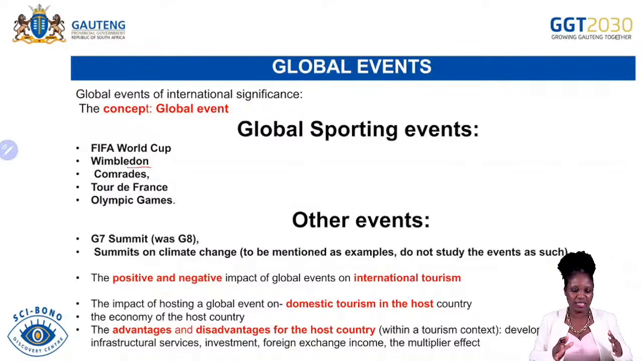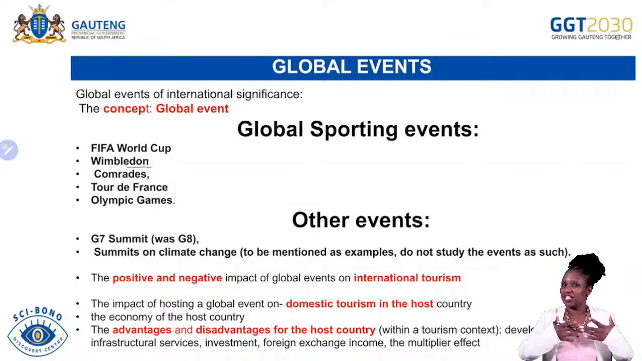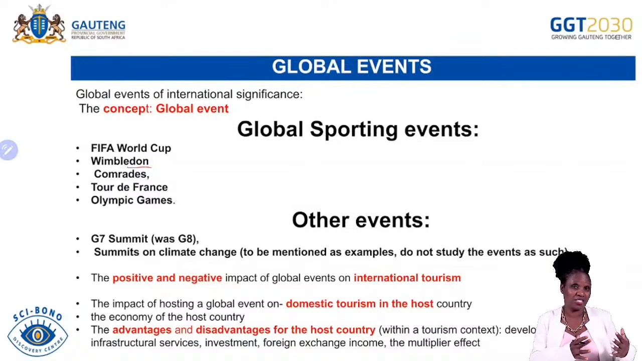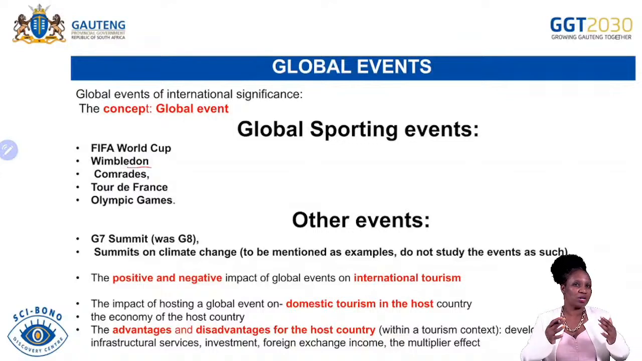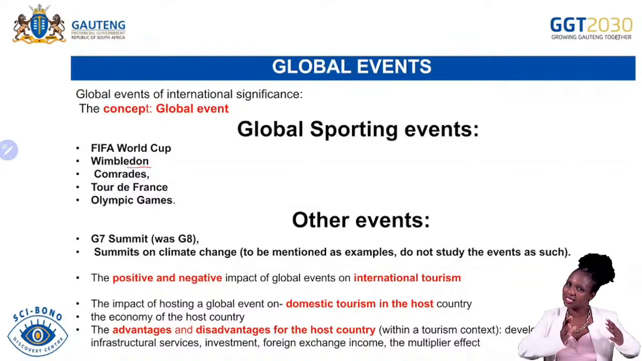And then, for example, if I'm talking about the positive impact of global events on international tourism, we are talking about the good. For example, infrastructure, because there will be infrastructural development. That is the good part. We are talking about revenue. We are talking about tourists coming to the country. That is the positive impact. That is the good part.